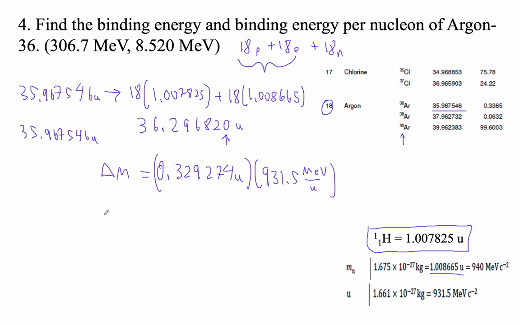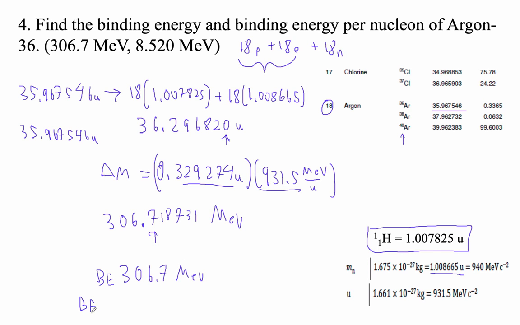And it's a whopping 306.718731 MeV. Now, we have only 4 sig figs here. This is 6 sig figs. So 1, 2, 3, 4. We have to round it to that. So 306.7 MeV. That's our binding energy.